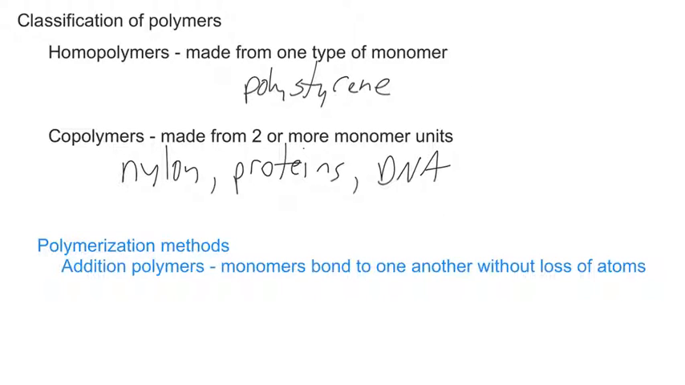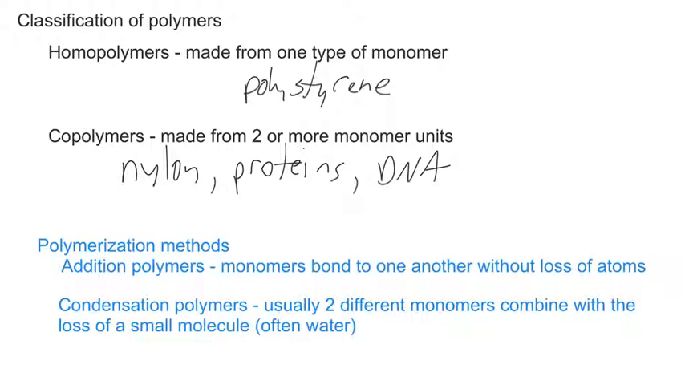The second type are condensation polymers, and here we usually have two different types of monomers that combine, with loss of some kind of small molecule. Most commonly it's water that's lost when we do a condensation polymerization. So in the next video we're going to start looking at a couple of the reactions and see what happens in addition polymerization.